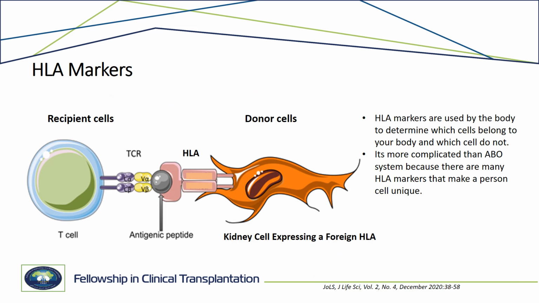HLA are markers used by the body to determine which cells belong to your body and which cells do not. In this figure, this is a kidney cell from a donor expressing a foreign HLA. The recipient T cells will recognize this foreign HLA and mount an immune response. It's more complicated than the ABO system because there are many HLA markers that make a person's cell unique.